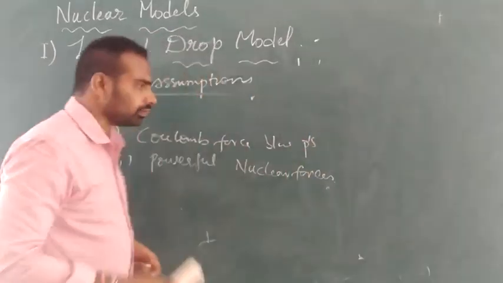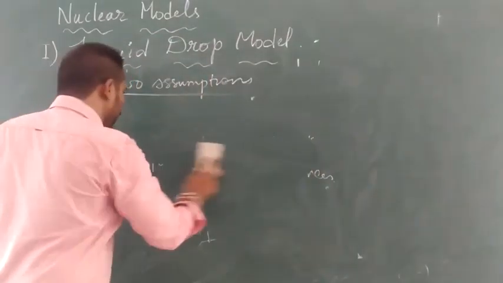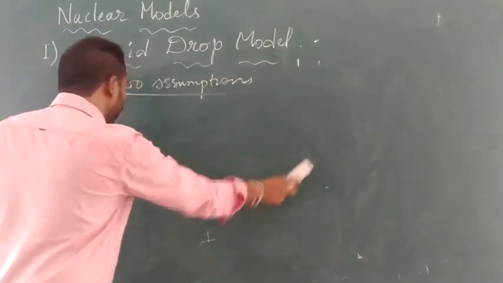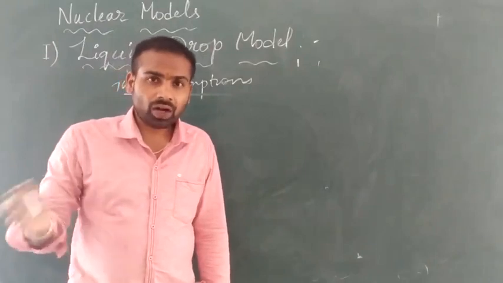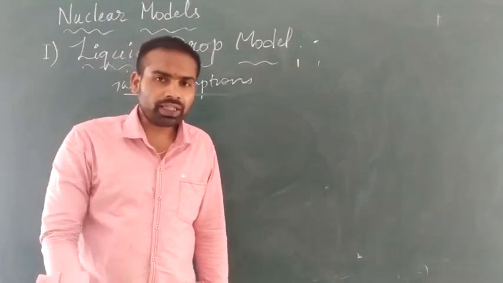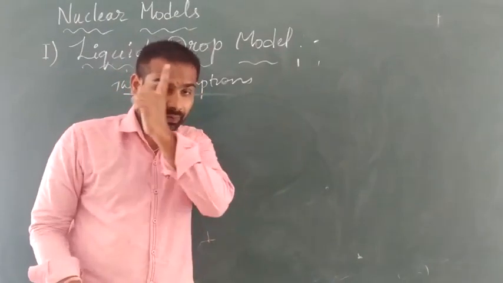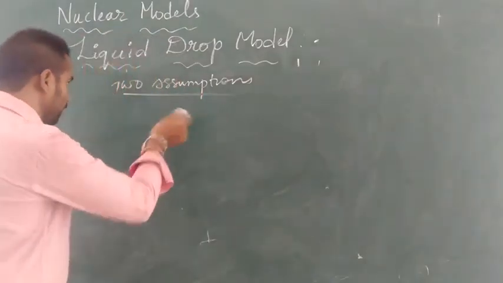Next, totally we completed 7 points. Totally we have 14 points under the liquid drop model, along with the semi-empirical formula, right. So these are the two assumptions.